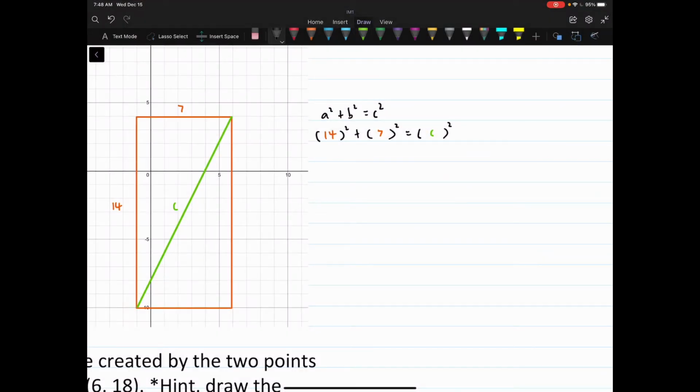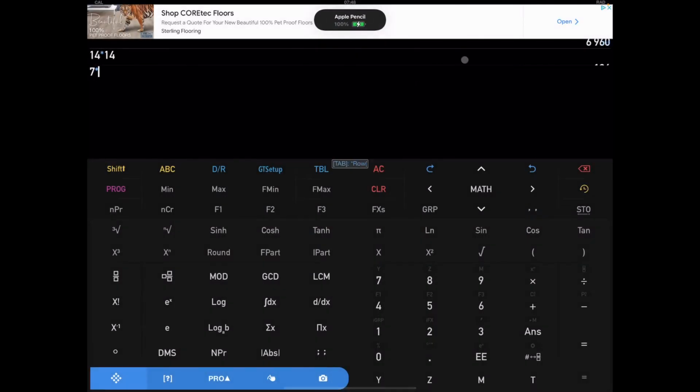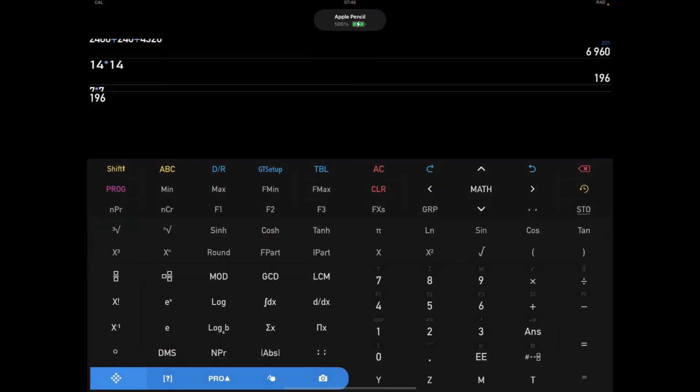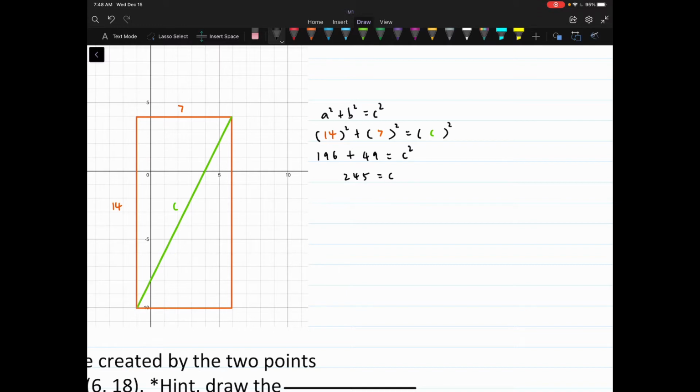So we're going to do 196 plus 7 times 7, 7 squared, 7 times 7, which is 49. 49 is equal to c squared. Okay. So now we're going to do 196 plus 49. So 196 plus 49 is 245. 245 is equal to c squared. Okay. So that is what I have so far.